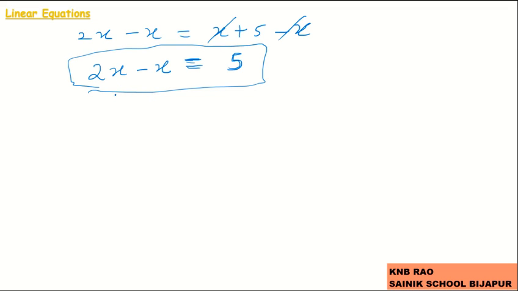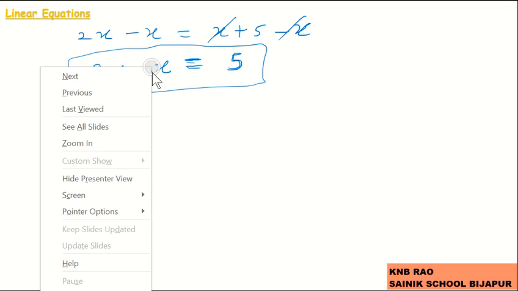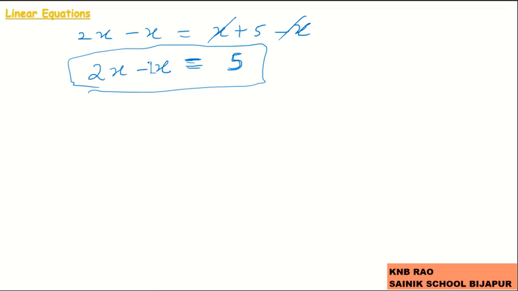Now, here I have got variable terms in the left hand side, all the numbers in the right hand side. How to solve this 2x minus x? Students, very important. Here the variable terms have the same variable, and moreover we are learning the linear, so their power will be 1 only. So we will do addition and subtraction of these just like integers addition and subtraction.